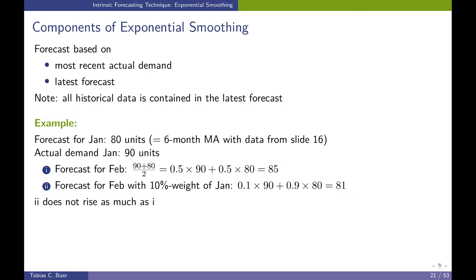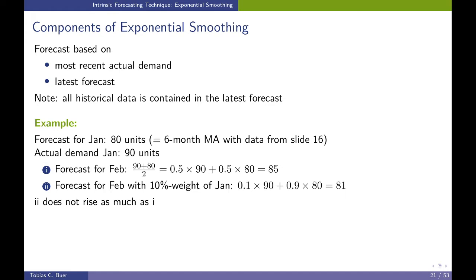Now when we want to do the forecast for February, we can just calculate the average from the actual demand and the forecast. So 90 actual demand plus 80 the forecast divided by 2 to get the average. This is of course exactly the same as doing an equal weighting between these two numbers, a weighting of 50% for the actual demand and a weighting of 50% for the forecast, which in this case would create a forecast of 85 units.